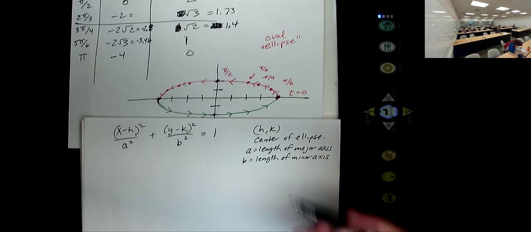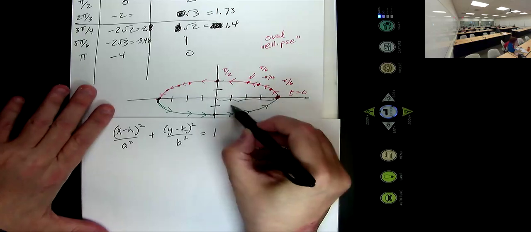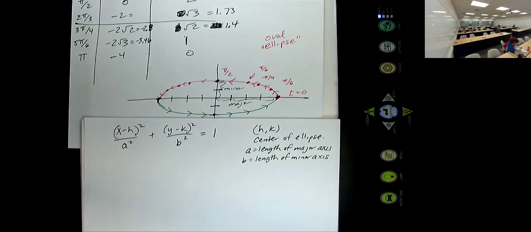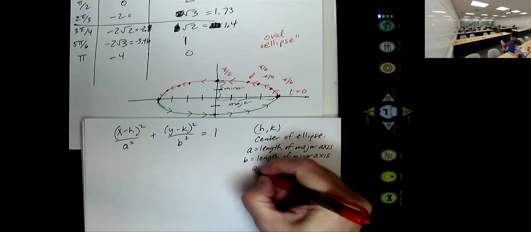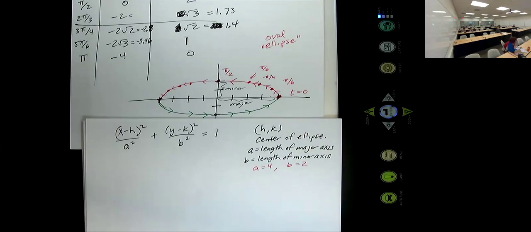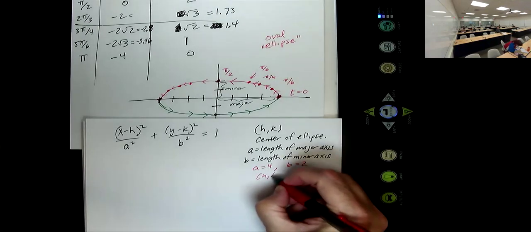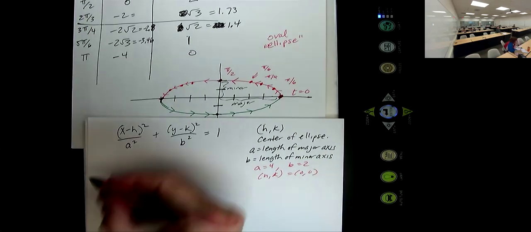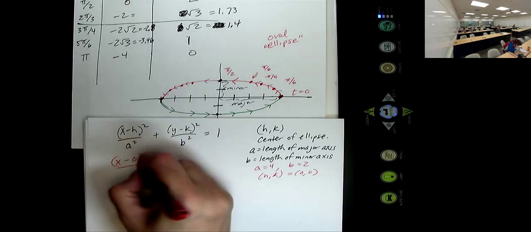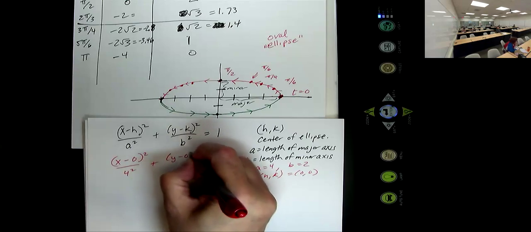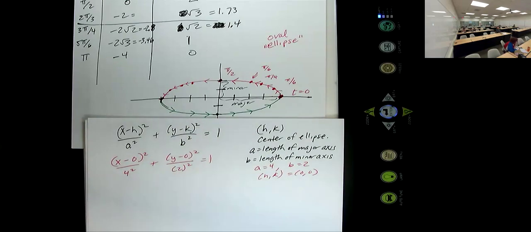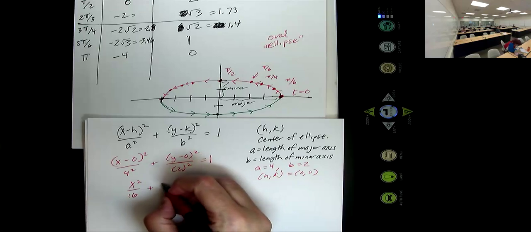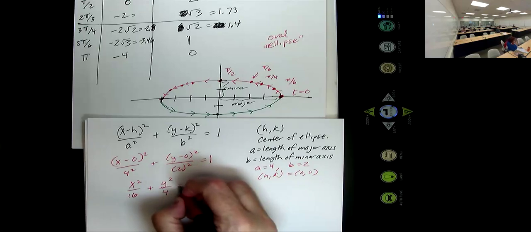Physics behind it. So in this case, this is the major axis, the longest axis. And the minor axis is this. Which means in my picture, A equals 4 and B equals 2. The center, (h, k), is at (0, 0). Which means if I plug those in, x minus 0 squared over 4 squared plus y minus 0 squared over 2 squared, I should get x squared over 16 plus y squared over 4 equals 1.